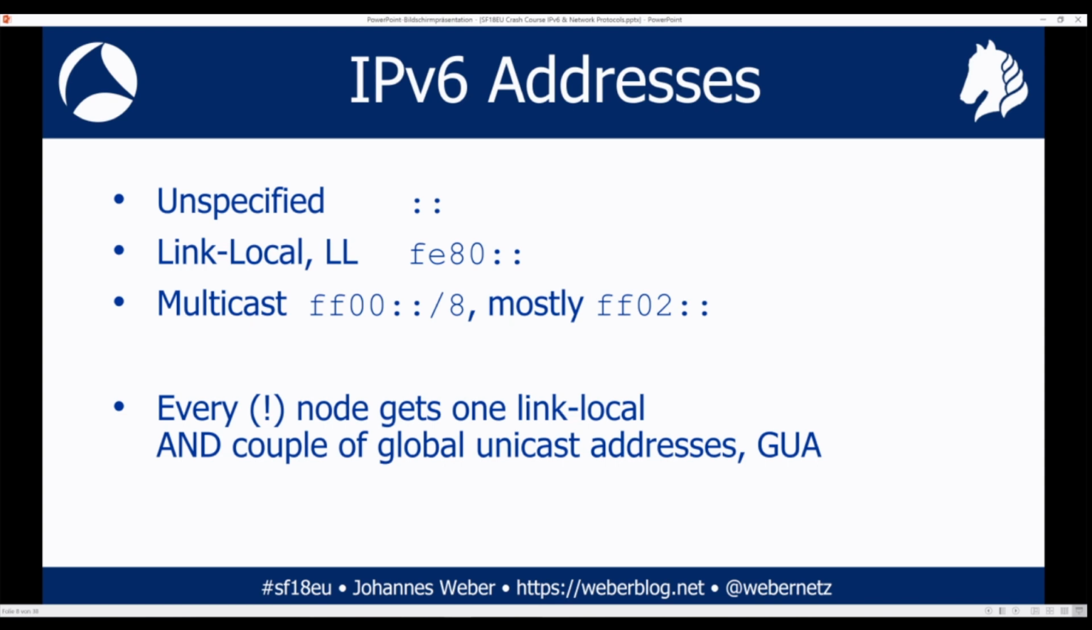So again, what's new to IPv6? Every node gets a couple of addresses. Namely, it gets a link local address, as you might see on your device, and a couple of global unicast addresses. They're called GUA, that's the global unicast address. So for IPv4, you're getting one single address and you're done. This is different in IPv6. You're getting multiple addresses per interface.